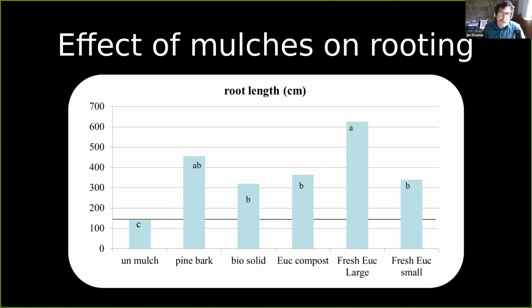So there's another effect of mulches that I've seen through my research over the years, and this is the effect on rooting. And this was the first mulch study I ever did, growing sycamores, and we measured rooting. And here's pine bark mulch, biosolids, which is a compost, eucalyptus that was composted, and fresh eucalyptus of the same species of different sized chips. The fresh eucalyptus large chips ended up producing significantly more roots than some of these other treatments, but all the mulch treatments encouraged rooting.